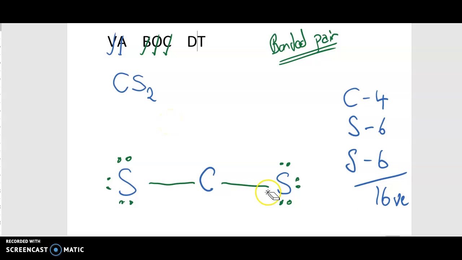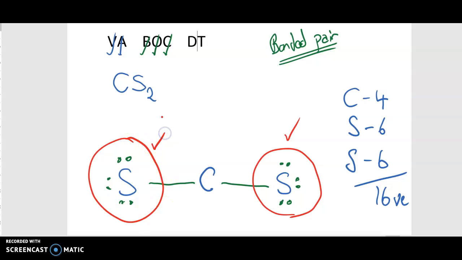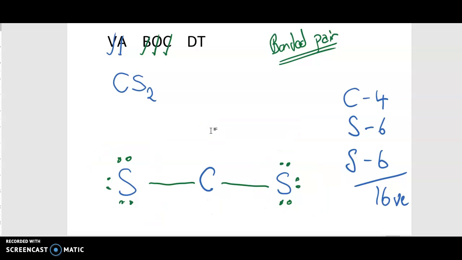So the next thing is I'm going to look at each of the atoms and say, well, sulfur has 8 electrons around it. That's happy. That sulfur has 8 electrons around it. It's happy. Carbon, however, can only currently see 4 electrons. Not happy.